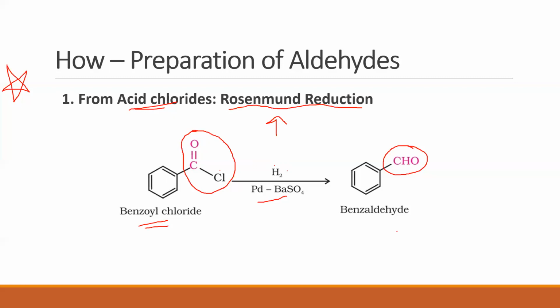In Rosenmund reduction, palladium is the catalyst which helps in giving hydrogen to the reaction. Barium sulfate is used as a catalytic poison or a catalytic inhibitor, which will reduce the effectivity of the catalyst, which is palladium. Palladium is a very strong reagent. I don't want any further reaction happening after the aldehyde. In order to prevent further reaction from happening, we have to poison this palladium.